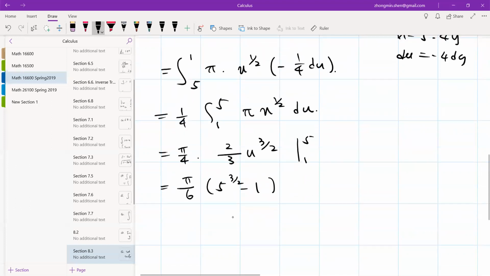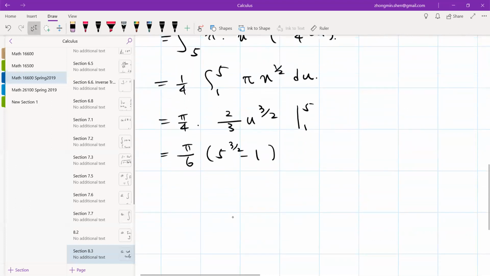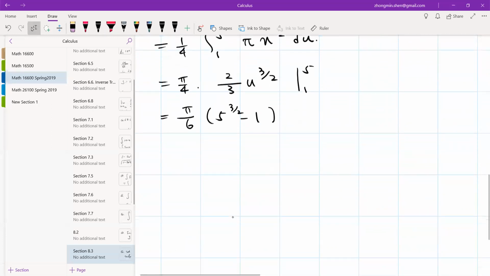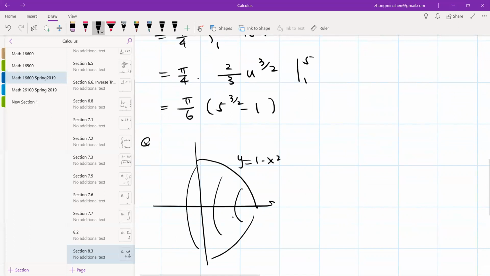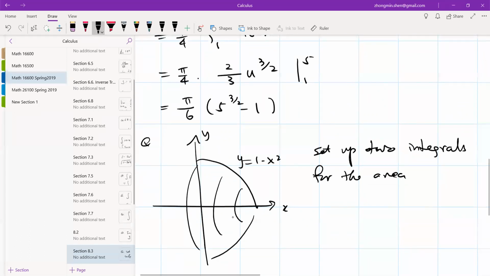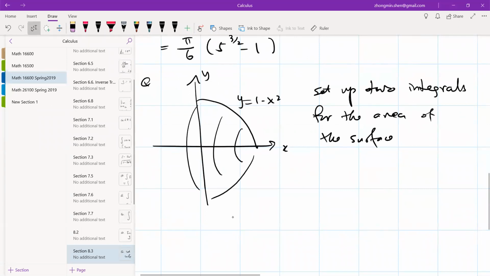So I will ask you to do the same. We have two integrals, right? The same problem, but the rotation is about the x-axis. The curve is y equals 1 minus x squared, and it could be quite a different surface. Set up two integrals for the area of the surface. This is the surface I already drew for you. The rotation is about the x-axis.